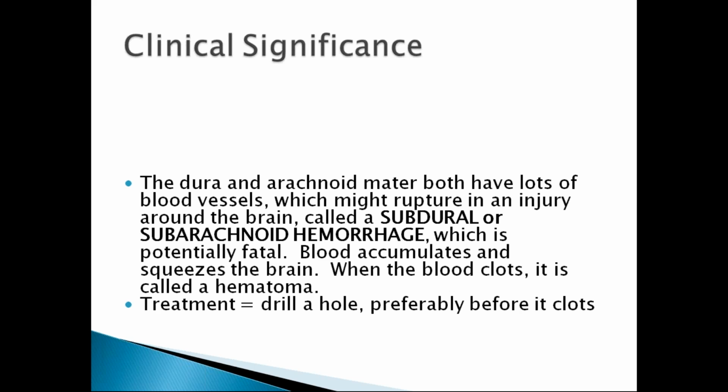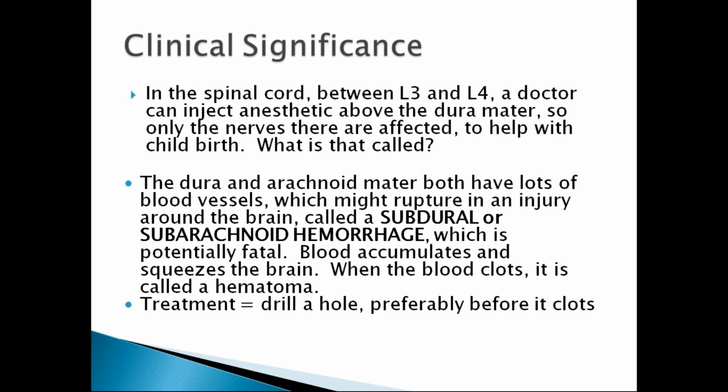And I don't know if you guys have been reading about what's going on with football players, but they get tiny little ones in there. In the spinal cord between L3 and L4, a doctor can inject anesthesia above the dura mater. So only the nerves that are affected to help childbirth. And what is this called? The epidural, because it is on top of the dura mater.